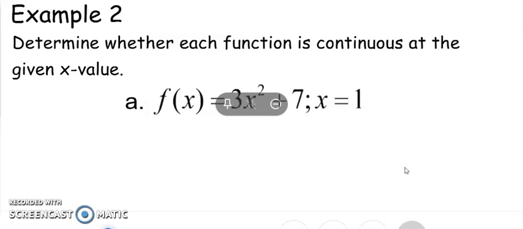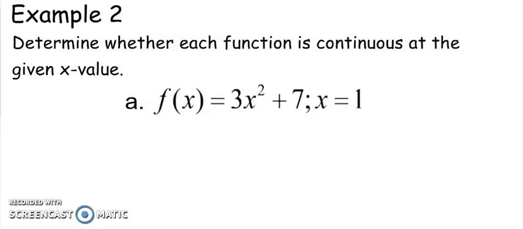All right, so let's go ahead and take a look at this part here. When we talk about this, we're going to determine whether each function is continuous at the given value of x. We're going to follow the 3 steps that we just wrote down in the last video and go through them to determine whether these functions are continuous or not. We're going to have 3 of them, a, b, and c, and figure out if we're continuous or not.